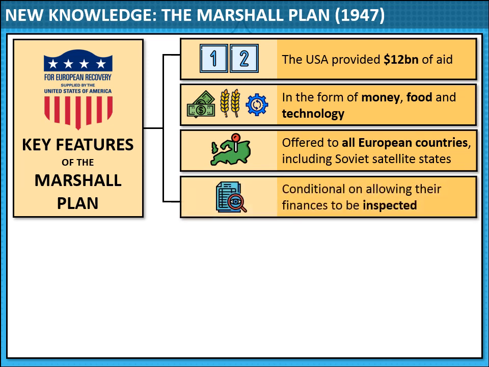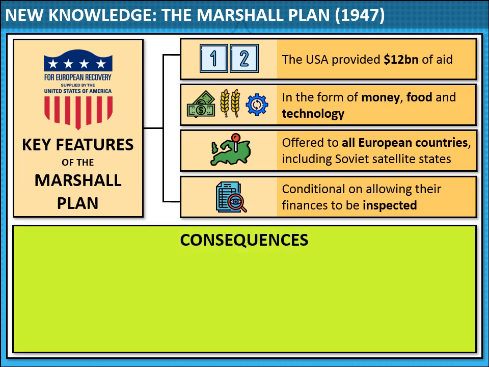However, the aid was conditional. In order to receive the aid, countries had to agree to allow their finances to be inspected by the USA. And Truman was well aware that Stalin would never agree to this. This Marshall Plan had huge consequences for the future of the Cold War.